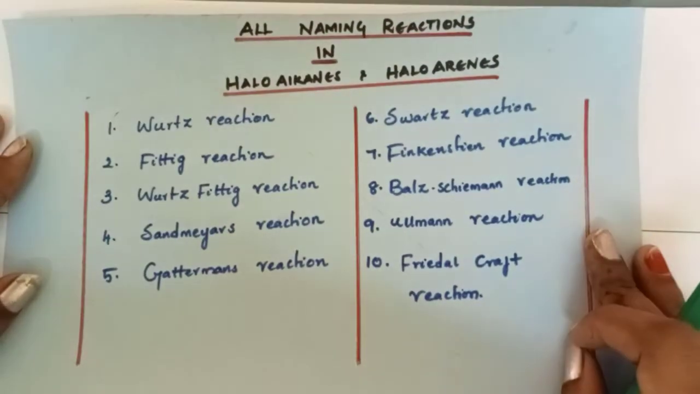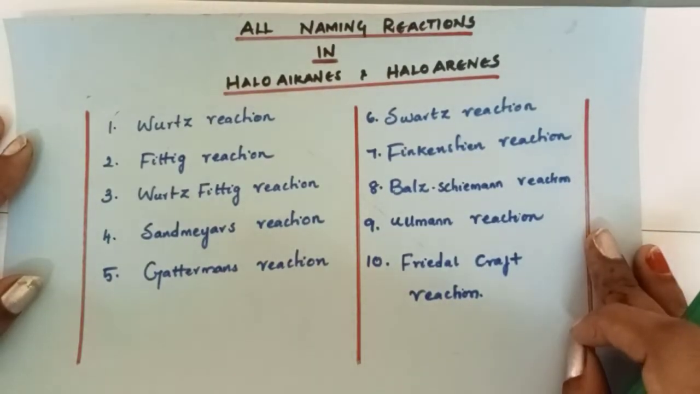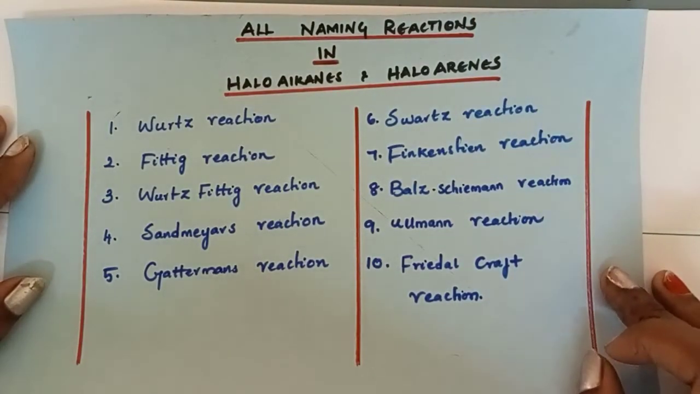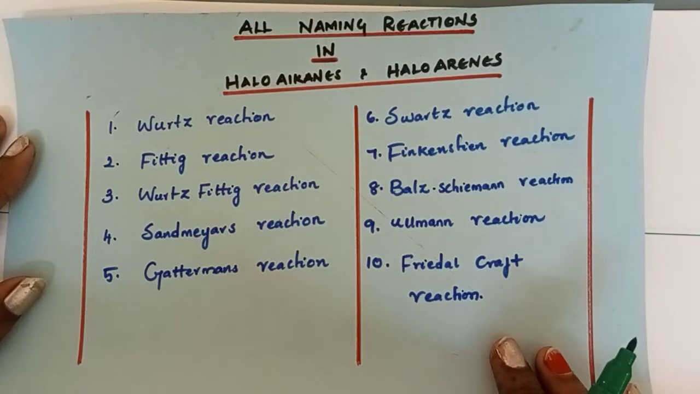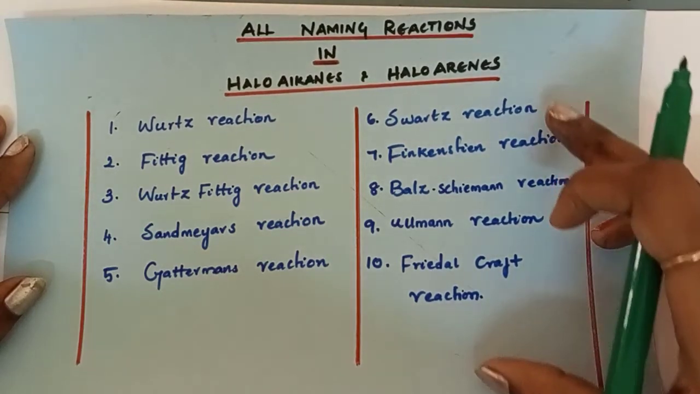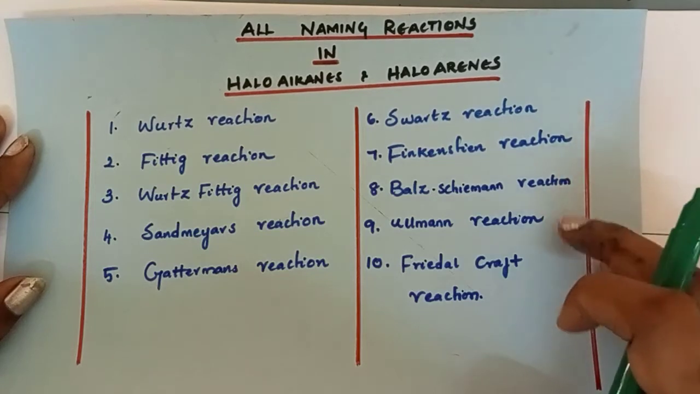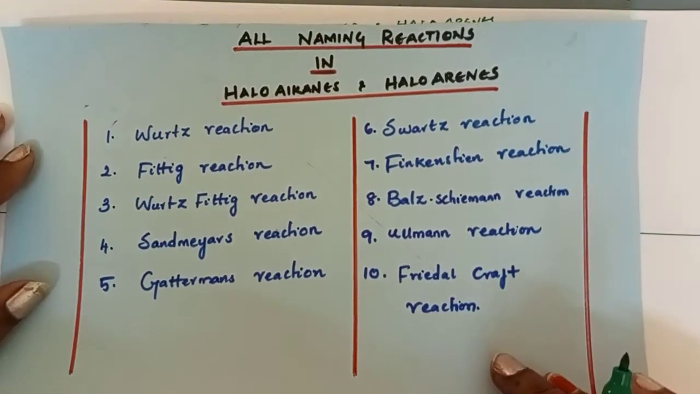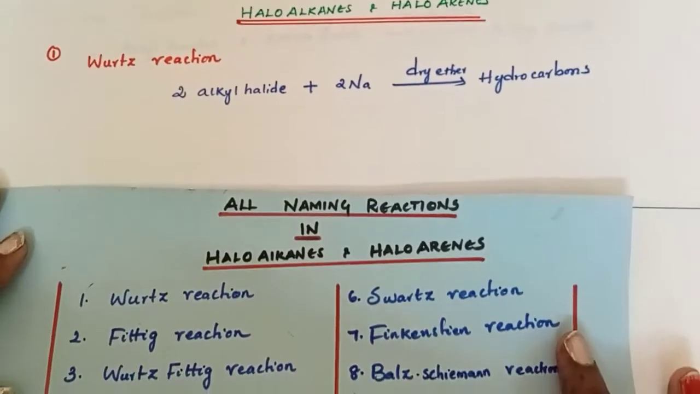Hello students, in this session we will discuss all naming reactions in haloalkanes and haloarenes chapter. There are totally 10 naming reactions in this chapter: Wurtz reaction, Fittig reaction, Wurtz-Fittig reaction, Sandmeyer's reaction, Gattermann's reaction, Swarts reaction, Finkelstein reaction, Balz-Schiemann reaction, Ullmann reaction and Friedel-Crafts reaction. So first reaction, Wurtz reaction.